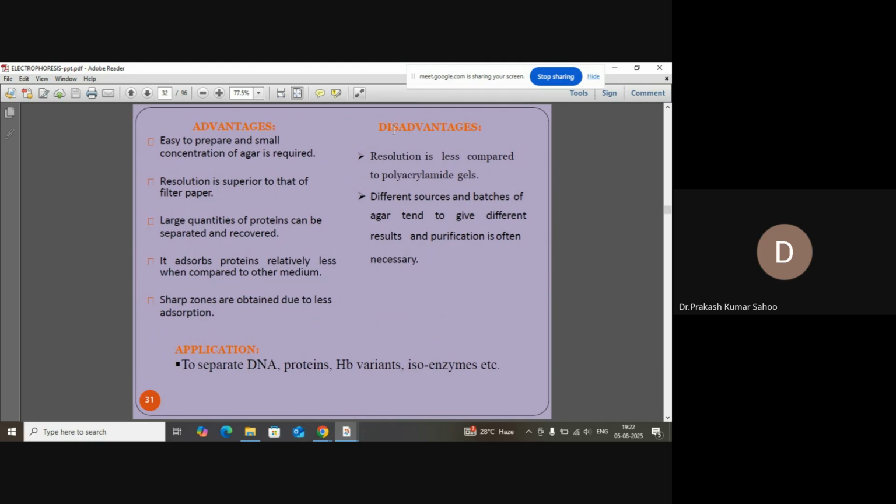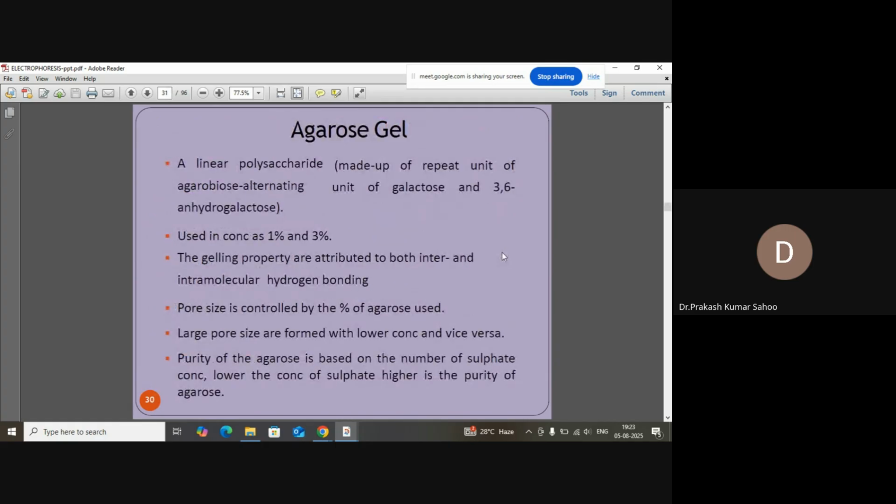In the disadvantages, resolution is less compared to polyacrylamide. Different sources and batches of agar tend to give different results and purification is often necessary. And what are the different applications? These are applied for the separation of macromolecules like DNA, protein, hemoglobin variants, and isoenzymes.